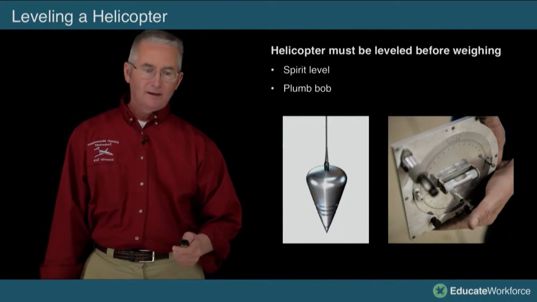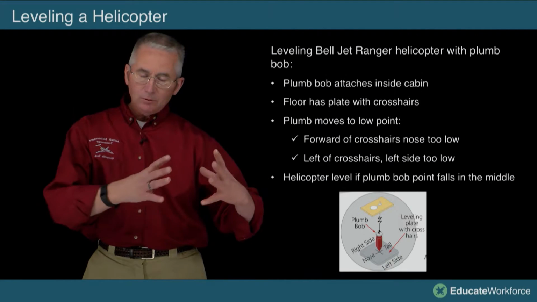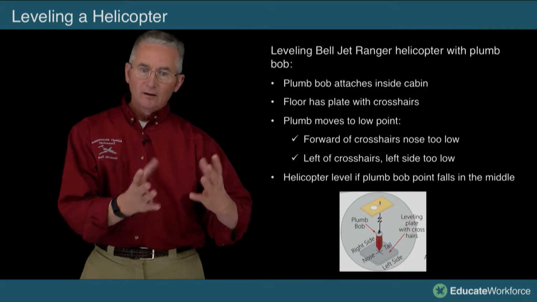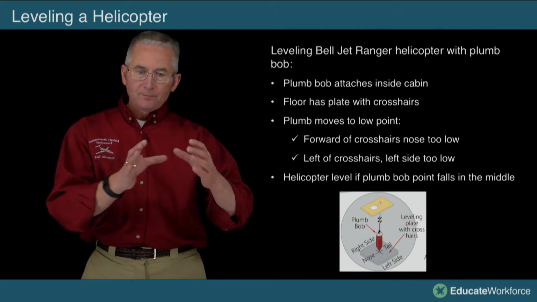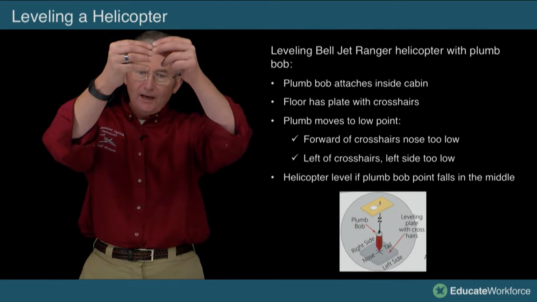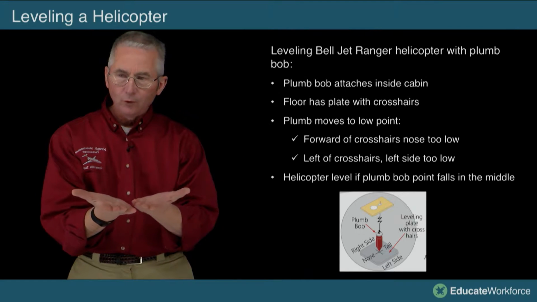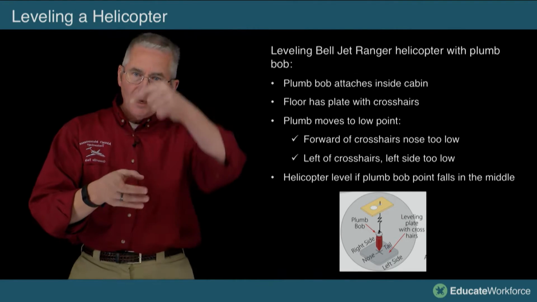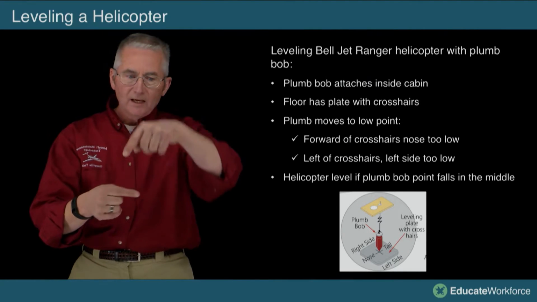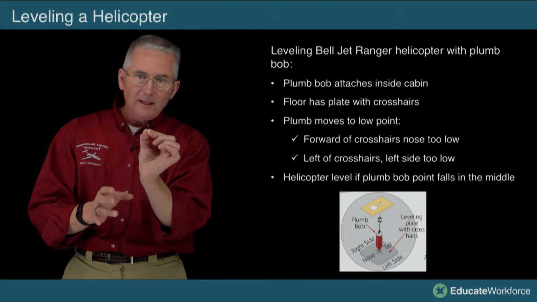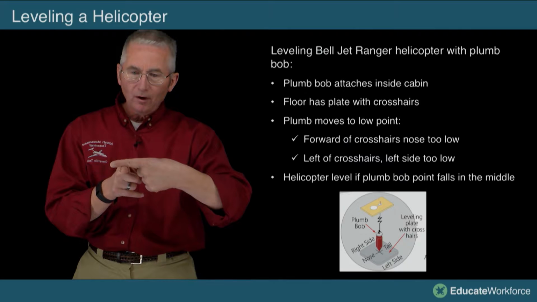Helicopters are kind of neat in the fact that they have a plate right down in the center on the bottom of the helicopter, on the bottom floor, if you will. The plumb bob attaches up to the top and hangs down, and you can look and see on the floor of the aircraft there's a set of crosshairs. You want that plumb bob to hang so that the tip of it comes down and intersects where those crosshairs are.